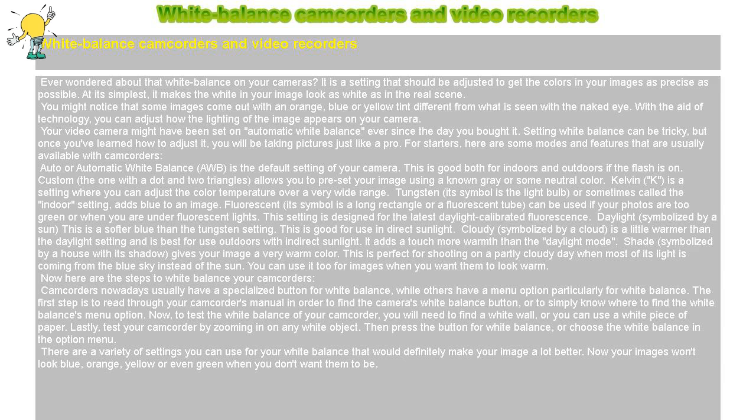Now, to test the white balance of your camcorder, you will need to find a white wall, or you can use a white piece of paper. Lastly, test your camcorder by zooming in on any white object. Then press the button for white balance, or choose the white balance in the option menu.